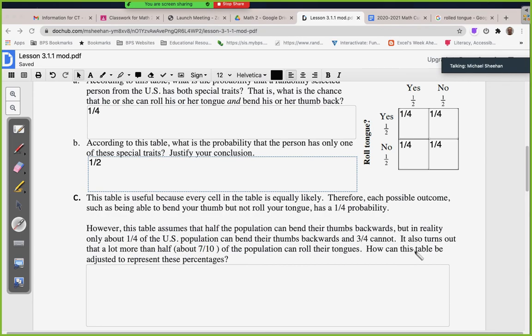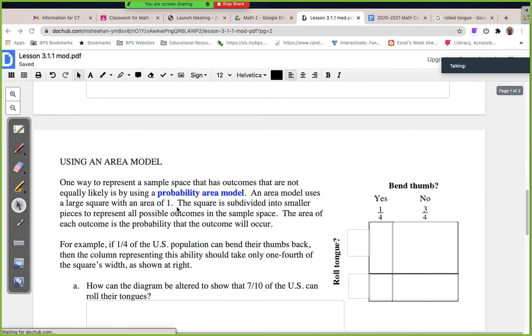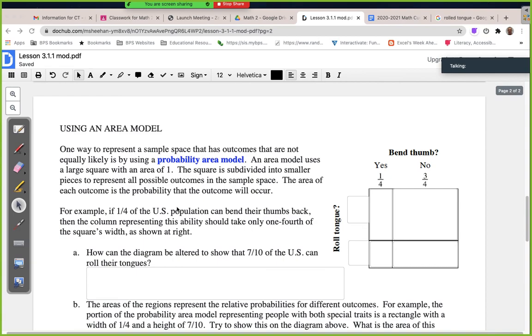All right, so how can this table be adjusted to represent these percentages? Let's not answer it in words. Let's actually go down here and do it. So we said in reality 1/4 of all people can bend their thumb and 3/4 can't. So what we did is we made this look longer because 3/4 is bigger than 1/4, and we made that look smaller.